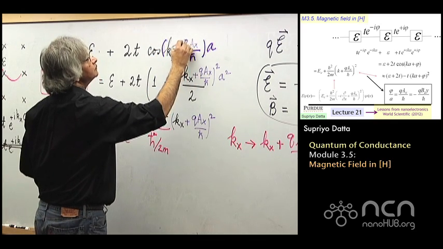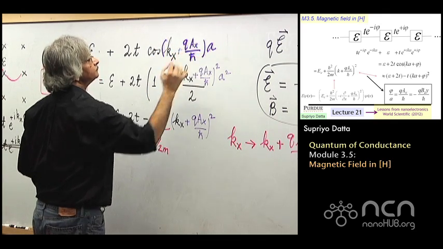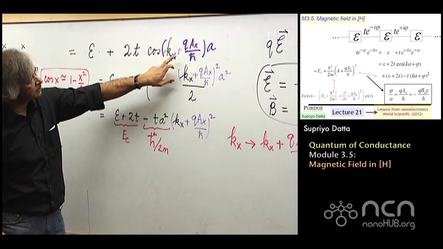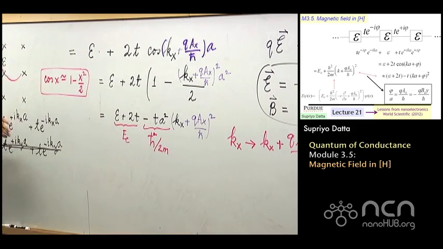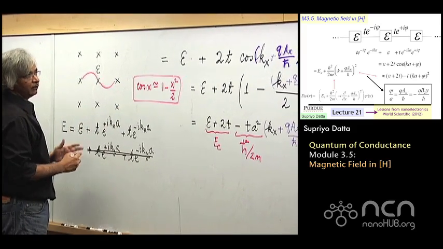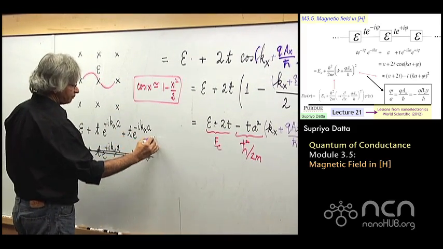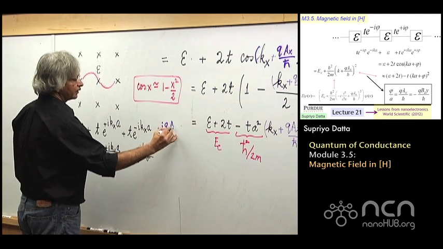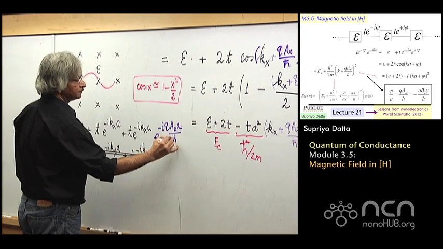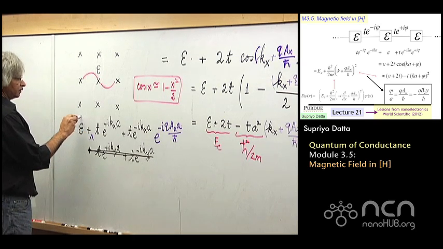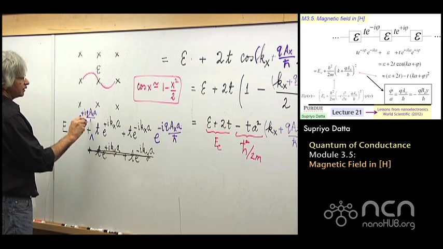Times a. So I'm just working backwards, everywhere replacing the kx with that. Well, now you can come here. Same story. Instead of kx, you now have the extra qAx a over h bar. So here you'll pick up a e to the power minus i qAx a over h bar. And the same here. You'll pick up a e to the power plus i qAx a over h bar.